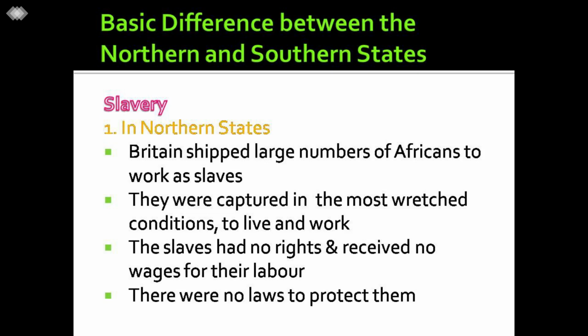Basically, the slaves had no rights and received no wages for their labor. They were bought and sold, given away as gifts, and even gambled away like any other property. There were no laws to protect them from the cruel treatment they often received from their masters. They lived in unhygienic conditions, were often badly fed, and suffered from various diseases. Many were worked to death.